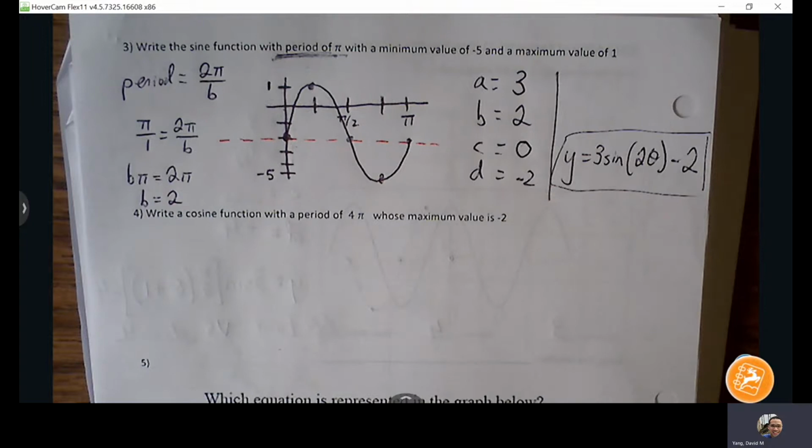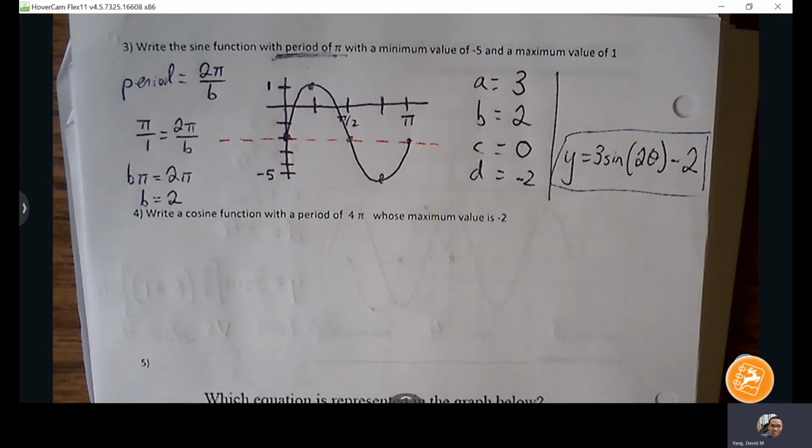Okay, number 4. Write a cosine function with a period of 4 pi whose maximum value is -2. So the difference here is that it doesn't give us that minimum value, which means that you can really choose any minimum value you want. So we may have different variations of answers, but I'm just going to see what is going to be the easiest one to create. But I'm going to leave that up to you.